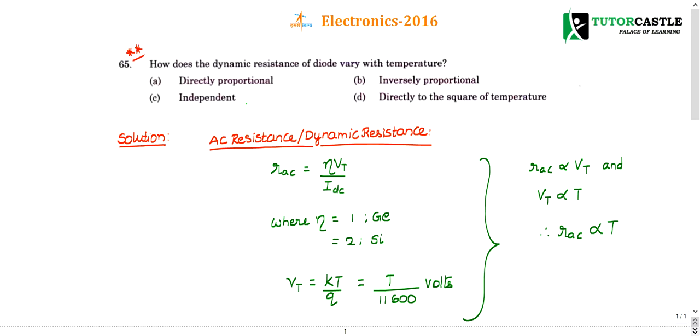Very simple question. Hardly takes 30 seconds for you to answer if you know the concepts of AC resistance or dynamic resistance, or if you have listened to my video. Question number 20. If you can listen to my question number 20, you can answer this question within 10 seconds. Fine. How does dynamic resistance of the diode vary with the temperature?